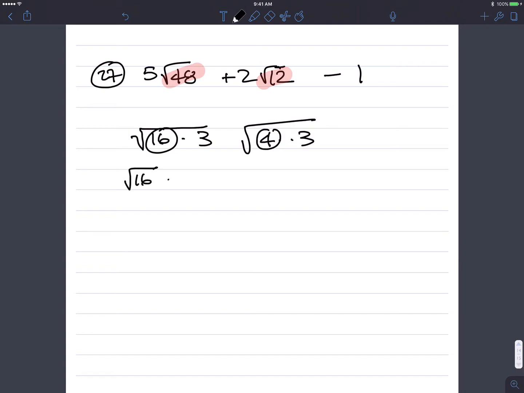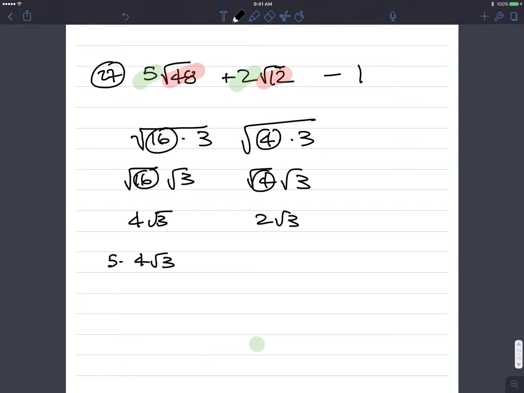The square root of 16 times the square root of 3, the square root of 4 times the square root of 3. So I get 4 times the square root of 3 and 2 times the square root of 3. Don't forget to bring down the values that are being multiplied. In other words, 5 is being multiplied to the first radical, and 2 is being multiplied to the second. So we get 5 times 4 times the square root of 3 plus 2 times 2 times the square root of 3 minus 1.